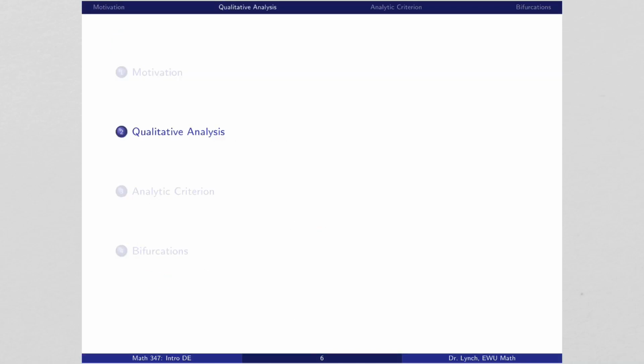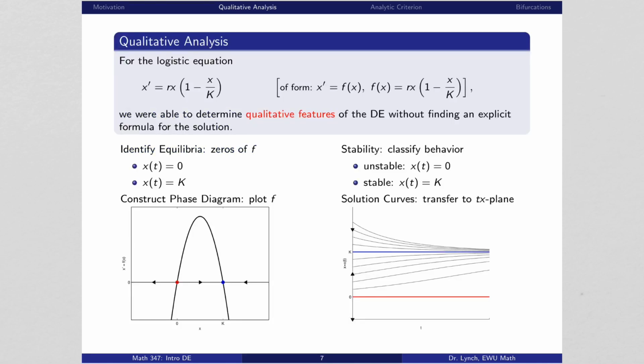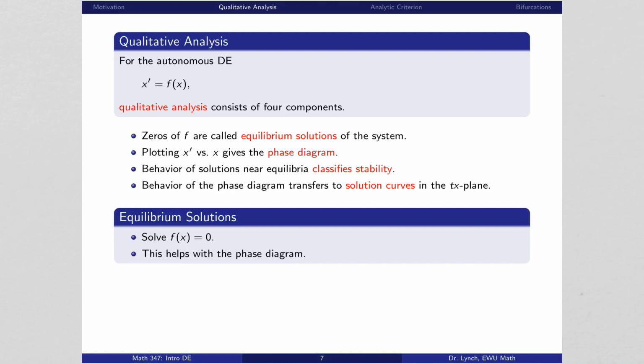So just to summarize here, what we've done is called qualitative analysis. In qualitative analysis on the logistic equation, we identified zeros of the right-hand side. We constructed the phase diagram, or plotted x prime versus x. And then we were able to classify stability of our equilibrium solutions and transfer that information about the phase diagram and stability to curves in the tx plane. So here x is a function of t. And again, here's a whole lot of qualitative features of the differential equation, or really the solution of the differential equation, without finding an explicit formula for that solution. Okay, so in general, that's what qualitative analysis means.